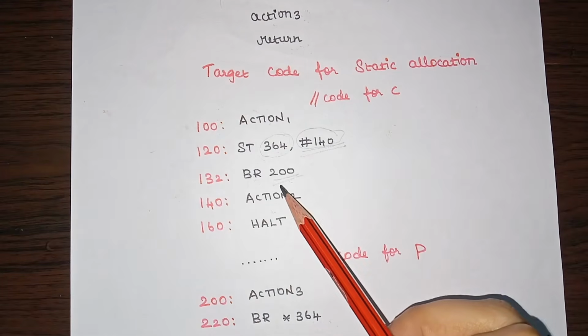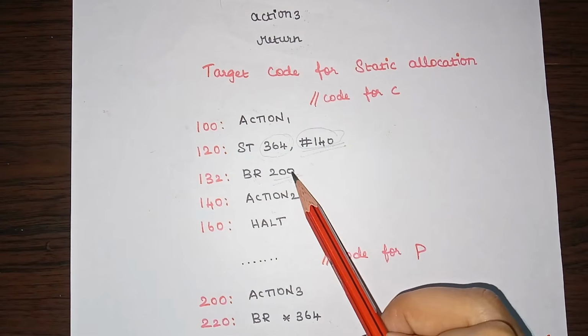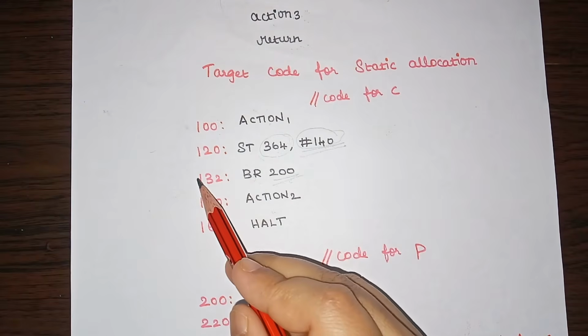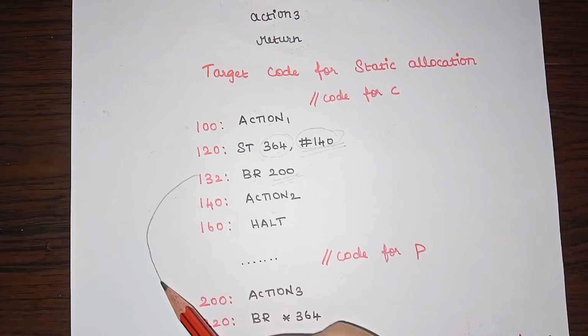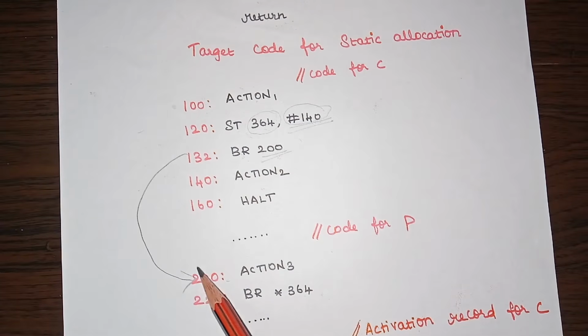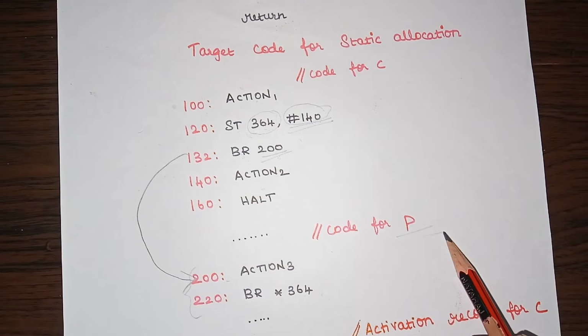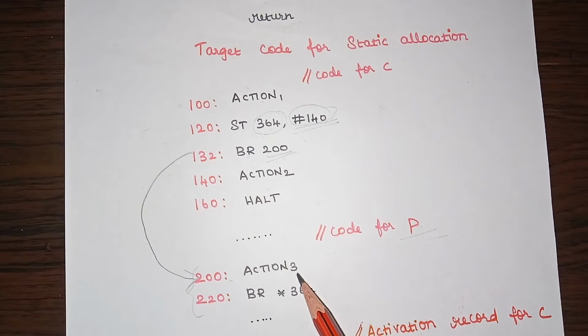So now after encountering this branch statement, that is 200, the control goes to the address 200. So what is there in the 200? Here these are all the instructions for the procedure P. Now the procedure P is getting executed, so action 3 will get executed.